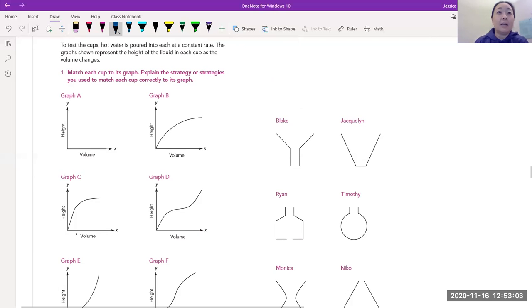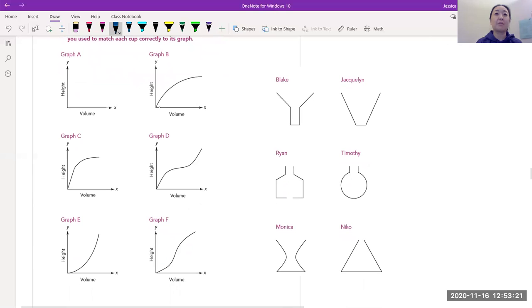So let's try it out. Which one would Blake be? Look, Blake has a very skinny bottom and then it gets really, really wide, right? I don't know what kind of cup this is, but we're thinking really, really fast and then it slows down. So what does that?